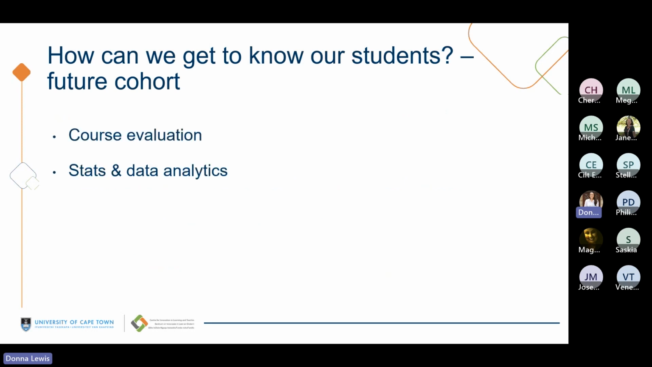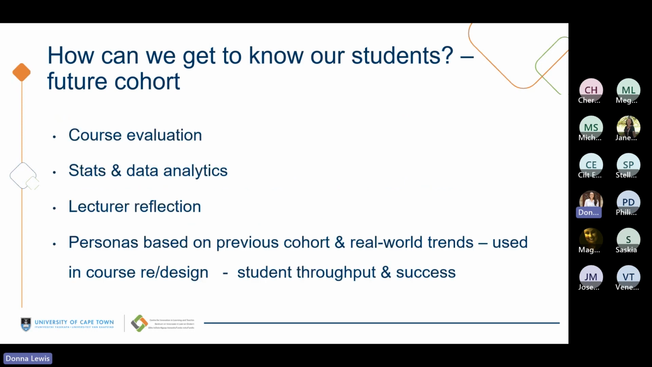So in terms of how do we get to know the future cohort of students? Like if we think about it, if we're planning for next semester, next term, what can we consider in those spaces? So if we think of our course evaluations, it can be useful to go through those. We look at stats and data analytics, and using our LMS to really get data and analyze that data and consider what happened at certain points.